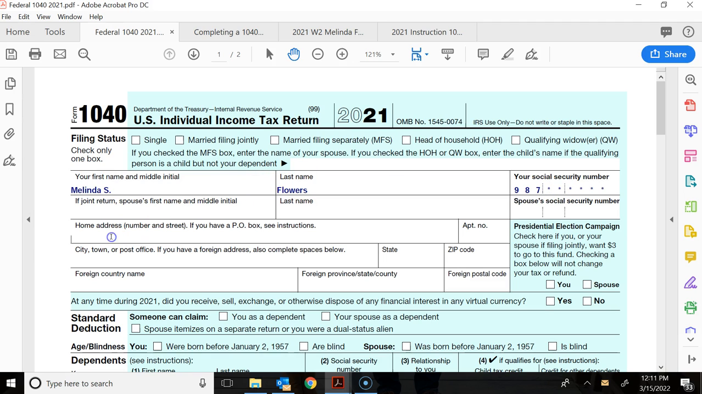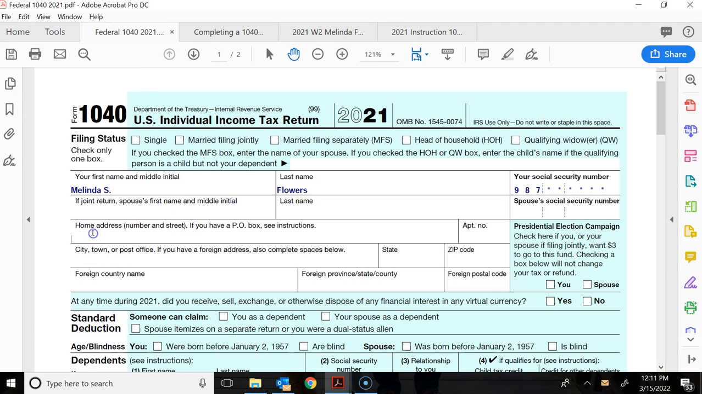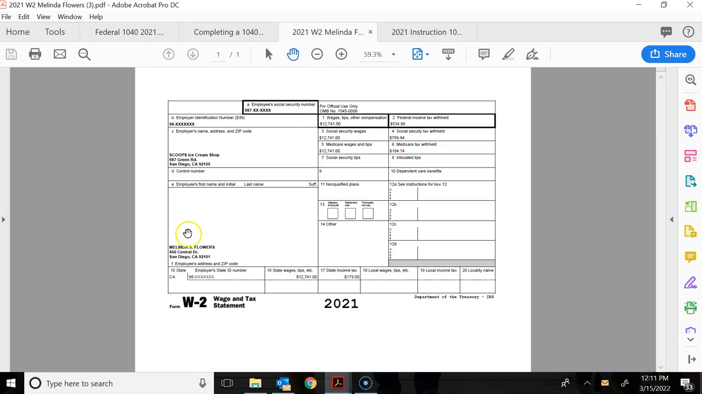All right, we're going to skip down here because she's not married. Her home address is right here, 456 Central Drive, and that is in San Diego, California. And the zip code is 92101.